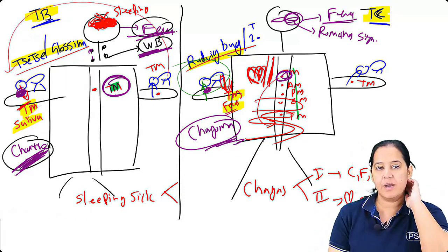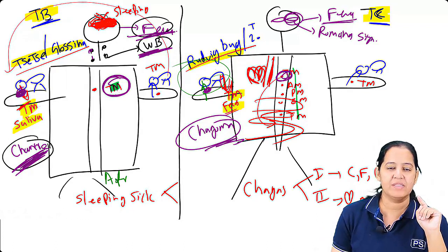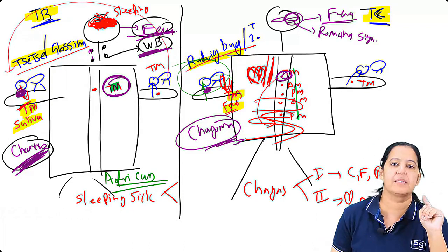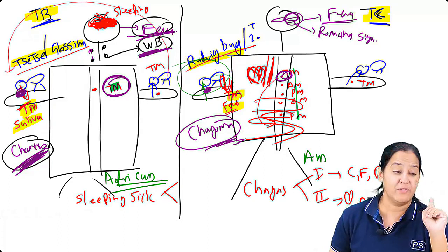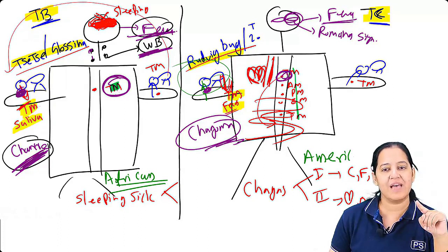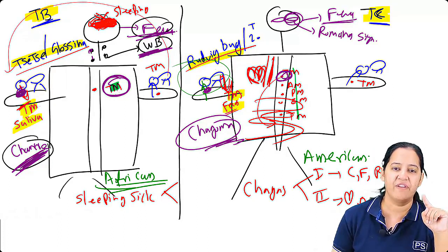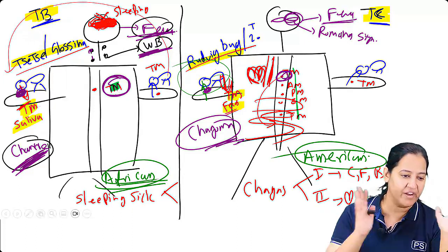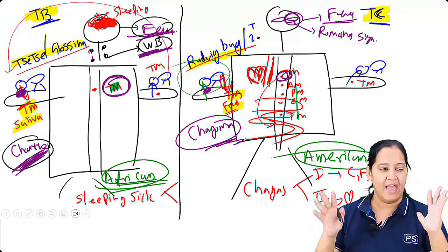Listen, this one occurs only in Africa. That's why it is known as African trypanosomiasis. This one occurs only in America, to be specific, South America. So this one is known as American trypanosomiasis. African trypanosomiasis, American. So say, any confusion?